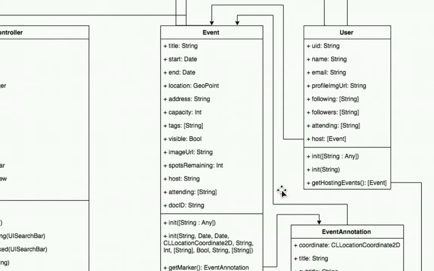the spots remaining, which is really just the capacity minus the length of the attending array, the host itself, which is a string but is really just a reference to the path to the user in the database, the attending array, which is just an array of strings of user paths to who is attending the event, and the document ID, which is just a reference to the ID in the database, or the event in the database rather.